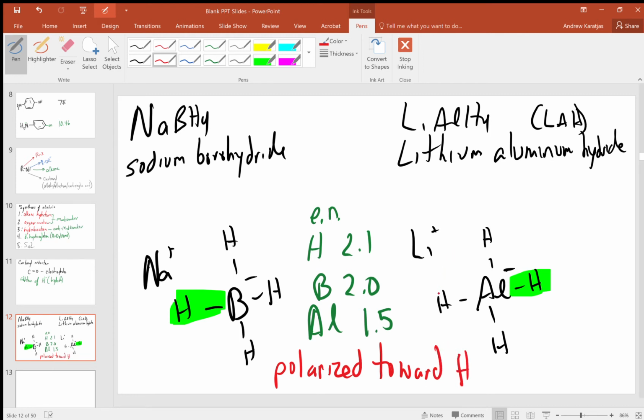And so these reagents, to an extent, behave like H-. Now, they're not actually H-. You can buy reagents with H-, such as sodium hydride, NaH, and that's even more reactive. But that's something we normally don't use in this context. So why do we have different reagents? Well, it depends on what we want to react.